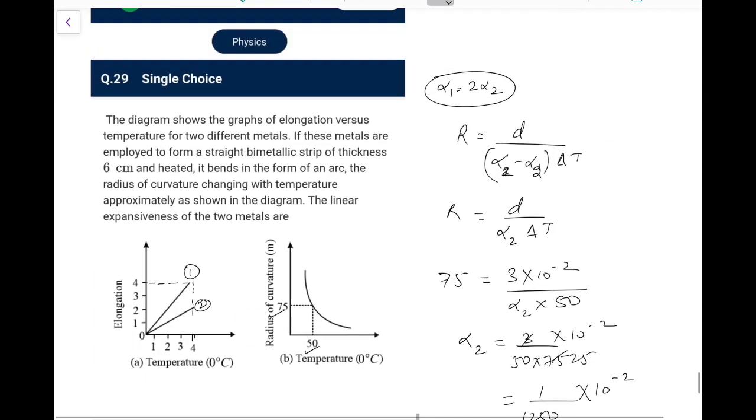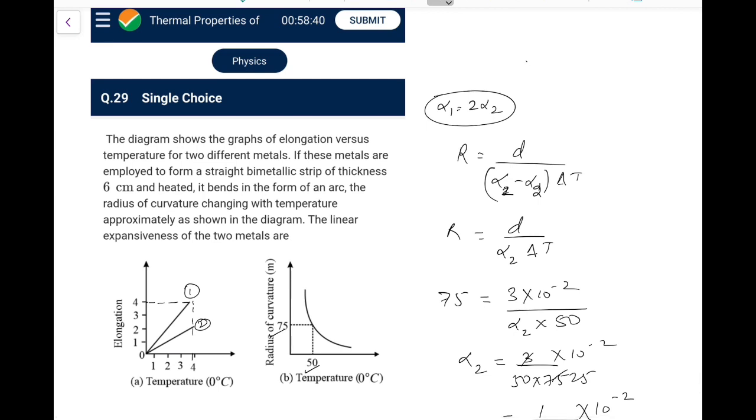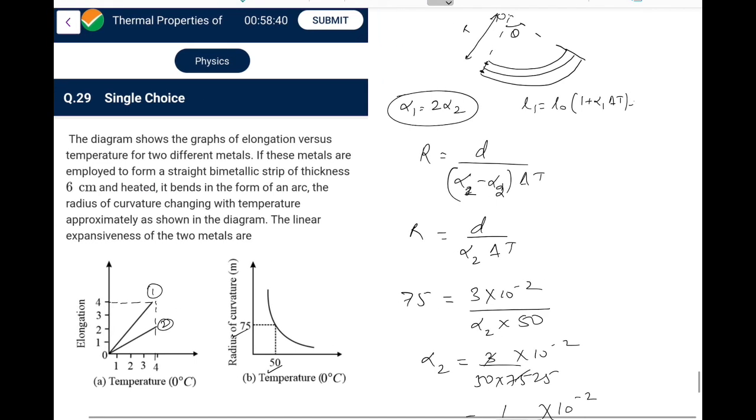Now you can derive this formula if you haven't done so, using those results that you remember, that if it bends like this, what we call the radius is the distance from the center point. So we take it to be r, take this length to be r plus d by 2 into theta, take this length to be r minus d by 2 into theta. Writing this, the length L1 would be L0 into 1 plus alpha 1 delta t, equal to r plus d by 2 theta, and L2 is L0 into 1 plus alpha 2 delta t, equal to r minus d by 2 into theta, and using the binomial approximations we derive this.